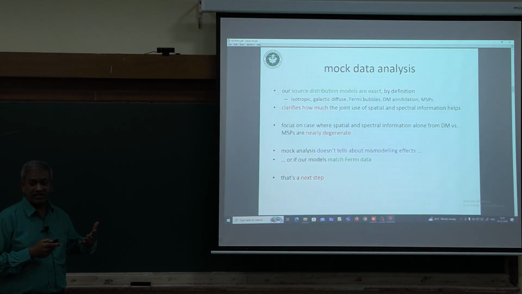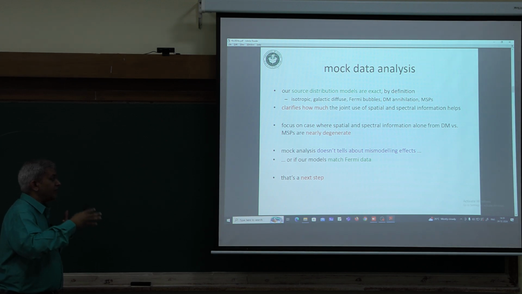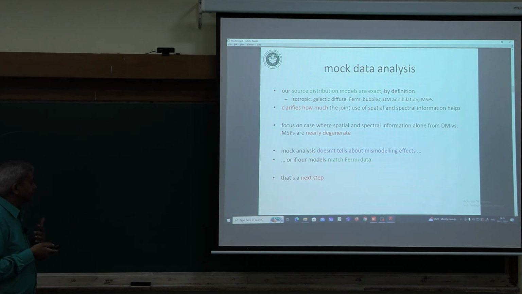Now, what we end up doing is a mock data analysis. So our source distribution models are going to be exact by definition. And the source distributions we use are for isotropic background, galactic diffuse background, a separate template for the Fermi bubbles, and then the sources of the galactic center excess, which could be dark matter annihilation or millisecond pulsars.